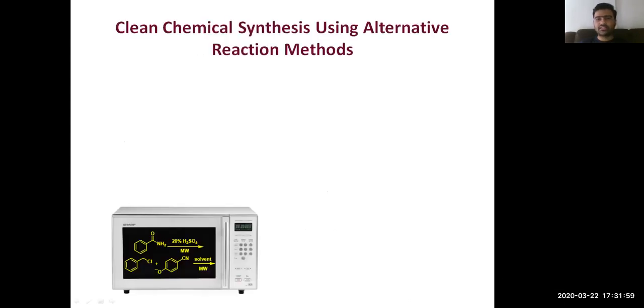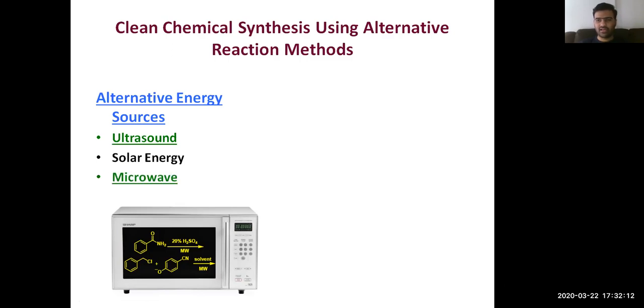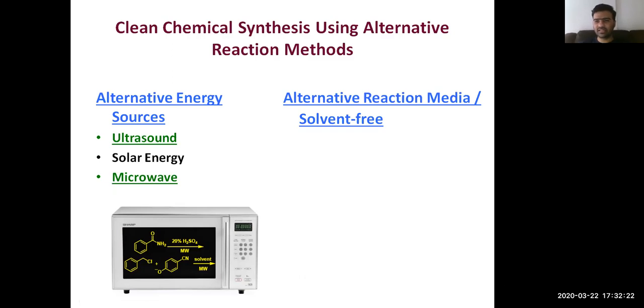So clean chemical synthesis can be done using alternative reaction methods, and the alternative reaction methods can either come from an alternative energy source like that of ultrasound, solar energy, or microwave. As a part of our syllabi, we'll be focusing on ultrasound and microwave. And also there can be an alternative reaction media that can make your reaction on the whole green. So you could do a solvent-free synthesis. So you're just mixing two raw materials by themselves without having the need to add any solvent.